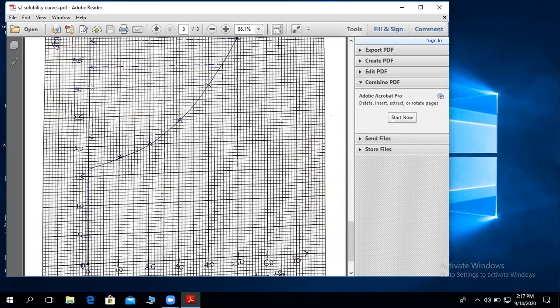So if this is 30, 30.5, 31, 31.5, 32, 32.5, 33, 33.5. That will be my solubility at 45 degrees centigrade.